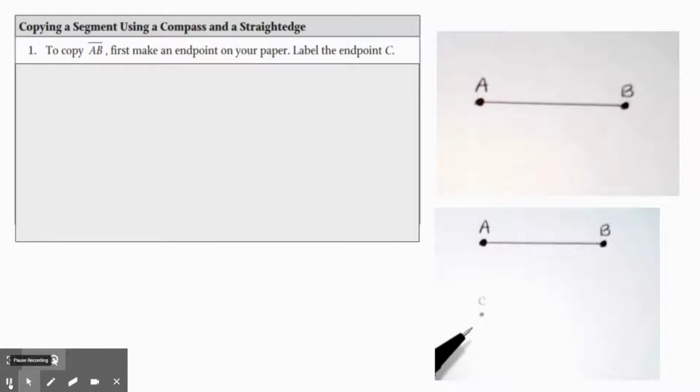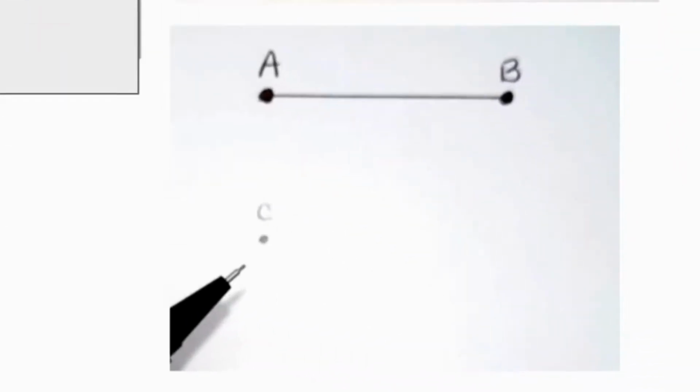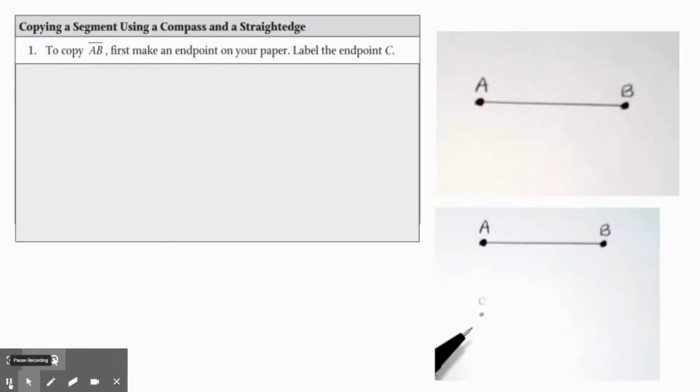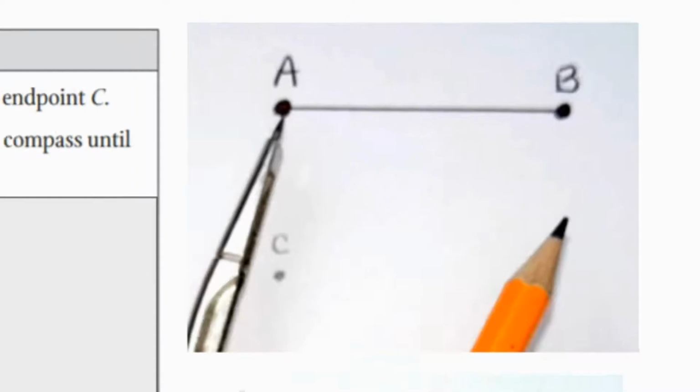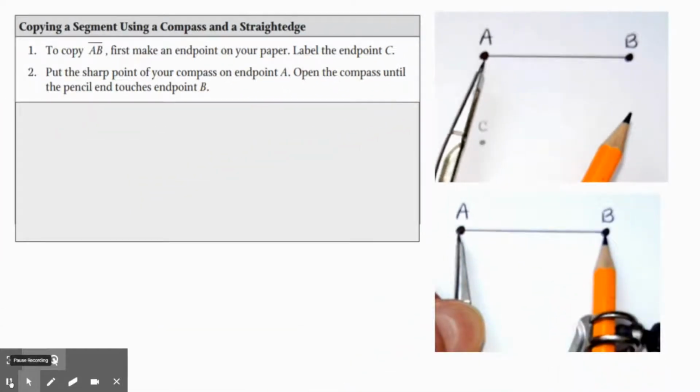The first thing you're going to do is label some point C, and you can put it anywhere. As you can see in the drawing, I put it just a little bit below the line segment. Then using your compass, you're going to go back up to AB, and this is how we quote unquote measure. We don't use a ruler.